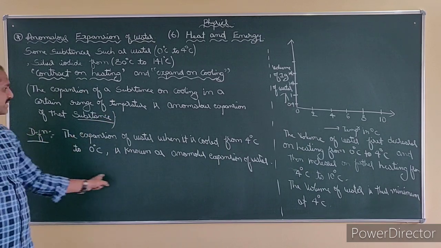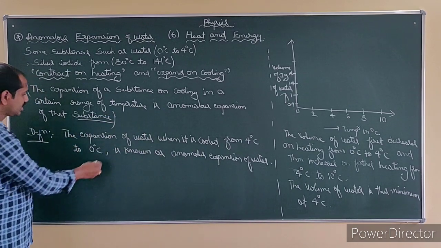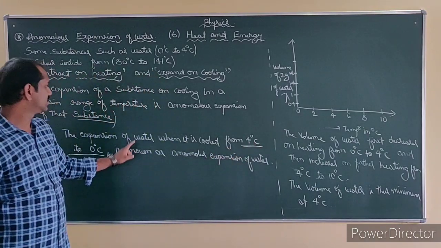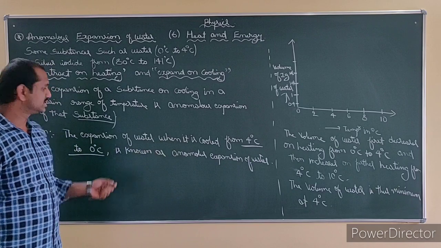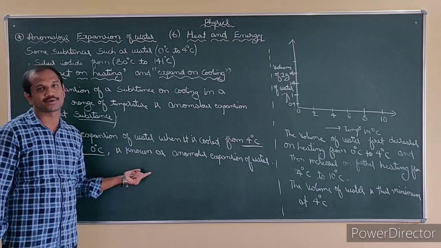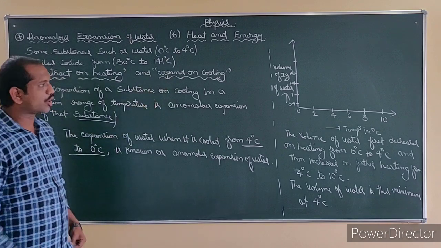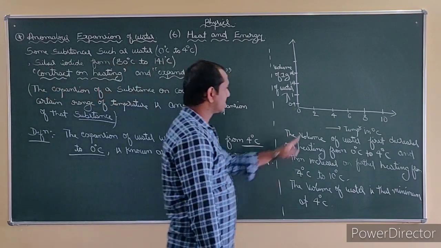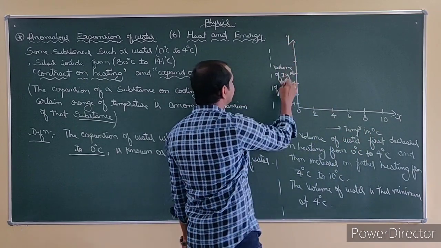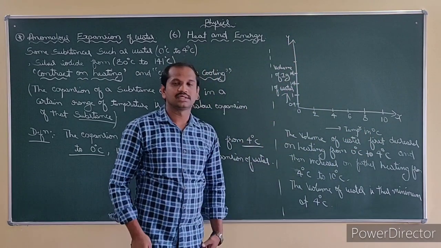The anomalous expansion of water is from 0 to 4 degrees Celsius, when water is cooled. This is known as anomalous expansion of water. This is the definition, very important. Next, I will plot a graph and see. Look here. On the x-axis, I have taken temperature. On the y-axis, I have taken volume.